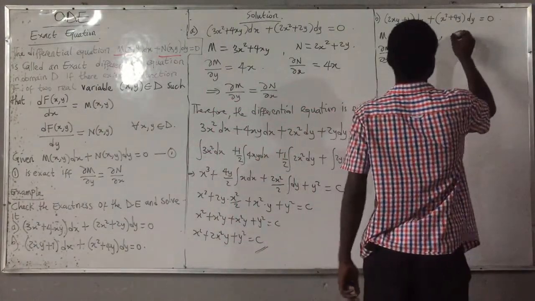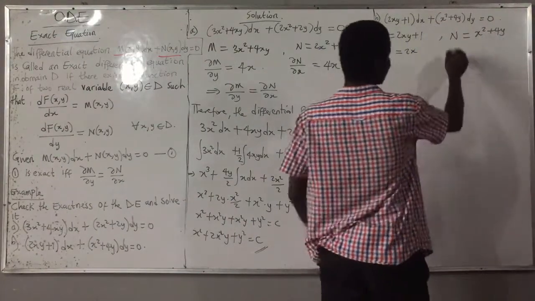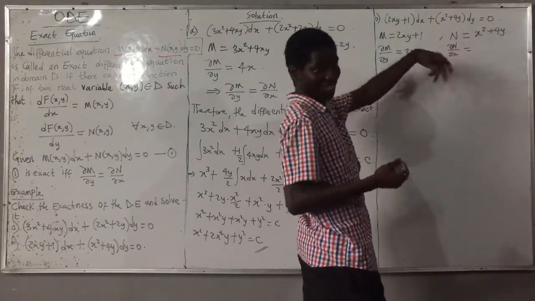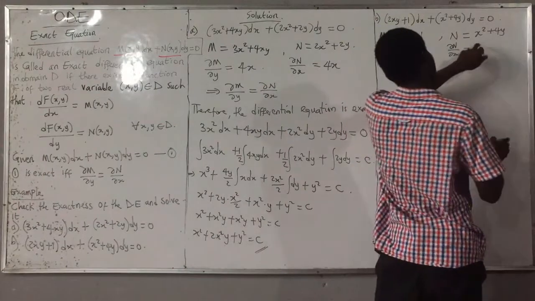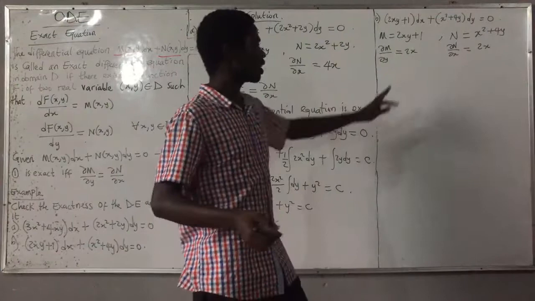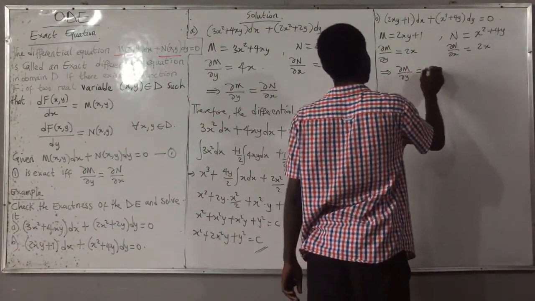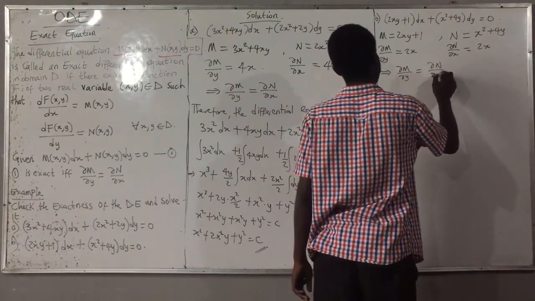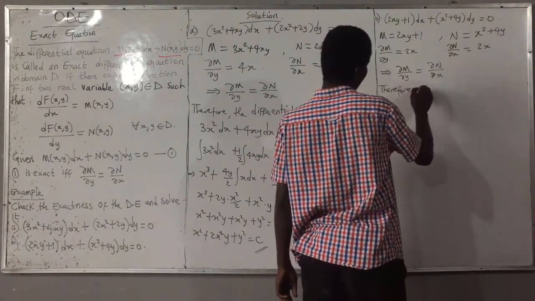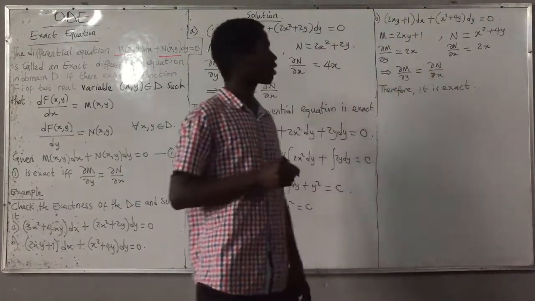What is N? N is x² + 4y. Differentiate it with respect to x, you know why? I've explained this already. Differentiate with respect to x, the answer is 2x + 0, because it does not have x. You see that they are the same. The ∂M/∂y is equal to what? The ∂N/∂x. Therefore it is exact.